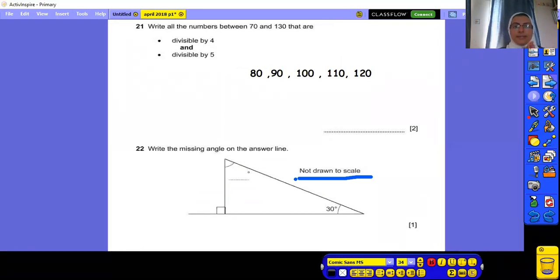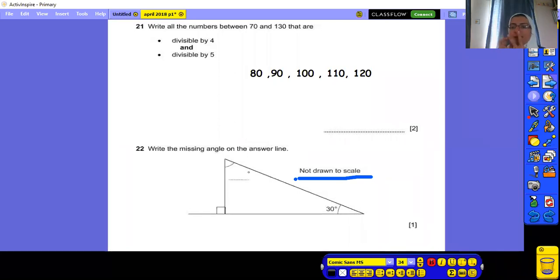Next. Okay, in this question, can you tell me quickly what are the numbers between 70 to 130 that are in table 4 and table 5? Quickly give me the answer. What do you mean, Omar? I can zoom in. Okay. Yasin, give me the answer. Good job, Yasin. Perfect. Who else? Yes. How can I know if the number is in table 4 and 5 at the same time?